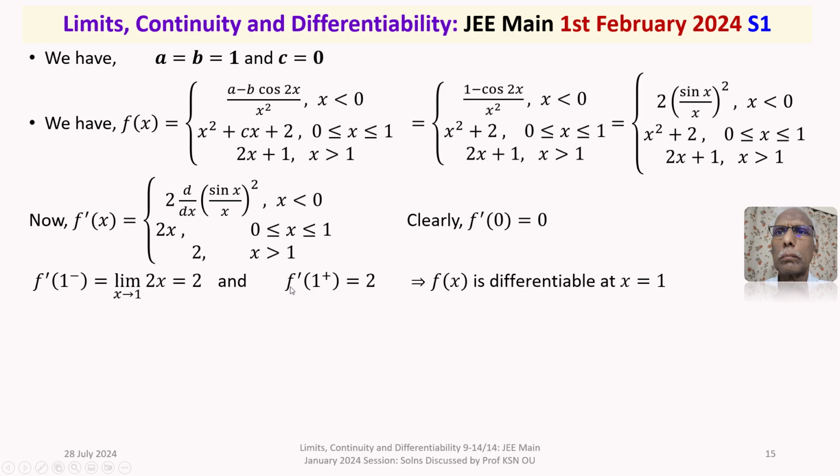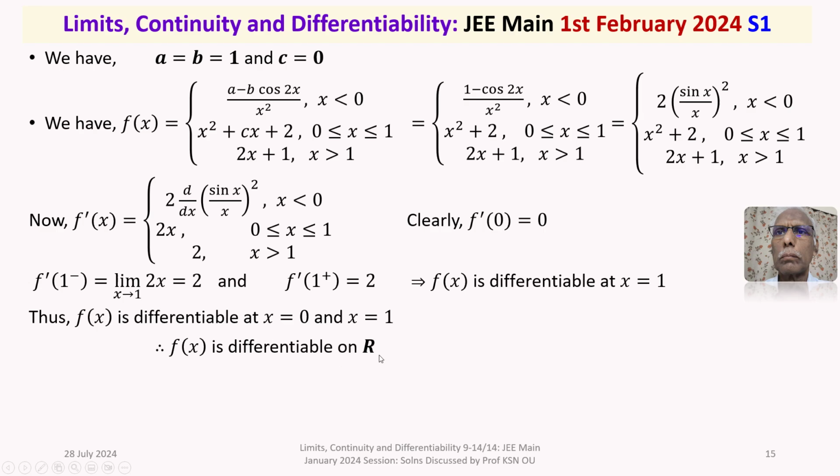Now the right hand derivative, f prime of 1 plus, is 2. It is 2. So they are equal. Therefore, f(x) is differentiable at x is equal to 1. Thus, f(x) is differentiable at x is equal to 0 and x is equal to 1, and f(x) is differentiable on the whole of the real number line.